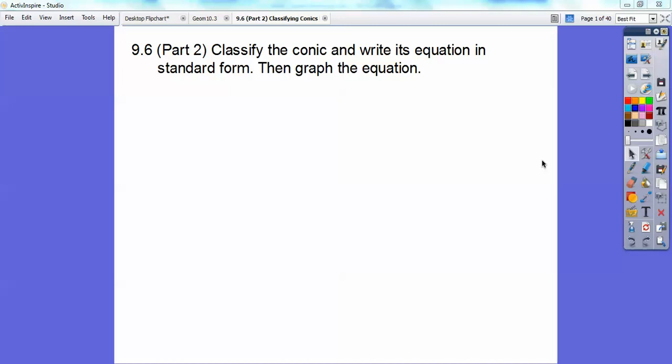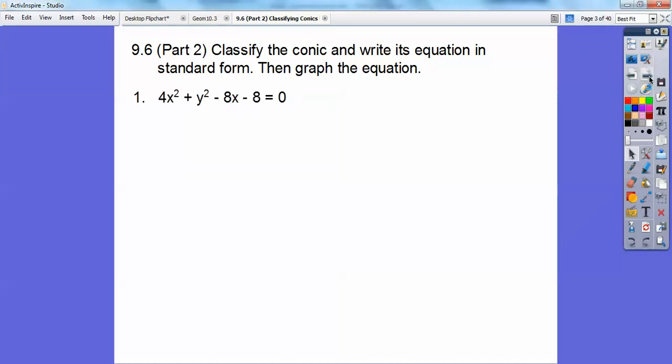Everybody, this is part 2 of section 9.6. We graphed the conics off of HK in the last lesson. We're still graphing, but this time we have to complete the square. We're going to give you an equation, and it's going to ask you to state what kind of conic it is, put it in standard form, and then graph it. I think examples will help explain this right off the bat.